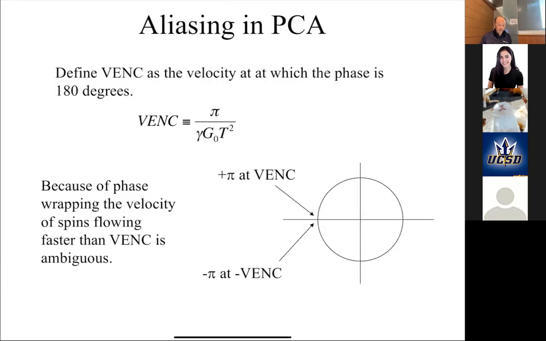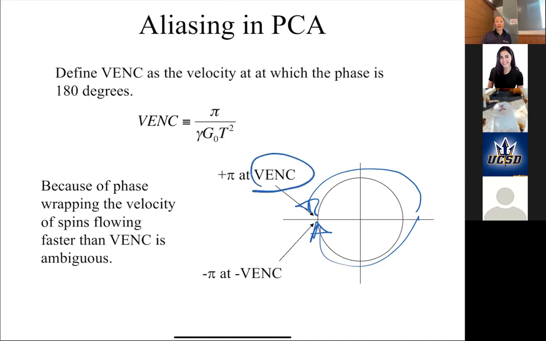Okay, one aspect of 4D flow, one thing that you have to understand with phase contrast angiography is because it's based on phase, once the phase goes beyond pi, there's some uncertainty. Like, if I have pi phase, did I go this way or did I go this way? I don't really know, right? So I could have gone this way to get pi or this way to get pi, okay? So the velocity which gives you pi is what's called the Venc.